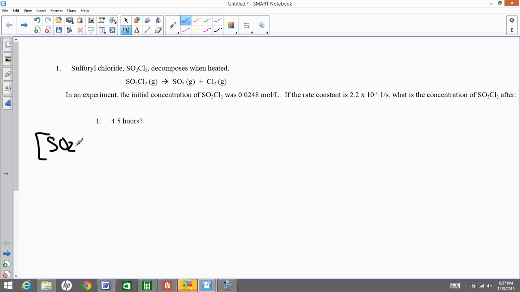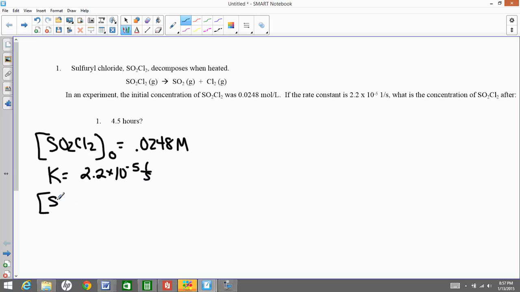Concentration of SO2Cl2 initial, so that means at time 0, is equal to 0.0248 big M, or moles per liter. It says the rate constant, so that's a k, is equal to 2.2 times 10 to the negative fifth, 1 over seconds. And it wants to figure out the concentration of SO2Cl2 at 4.5 hours.